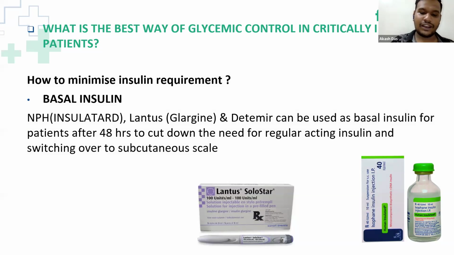So this is not given in any guidelines, but various ICUs across the world, what they do is, you want to wean your patients off from insulin infusions or from subcutaneous insulin. In those cases, you can always use basal insulin. So NPH, that is Insulatard, and Lantus can be used in such patients as a basal insulin after 48 hours. So when your patient is requiring insulin after 48 hours, and the requirement is persistently high, you can start using basal insulin to cut down these.